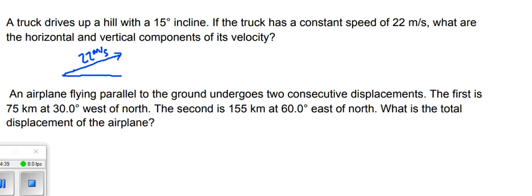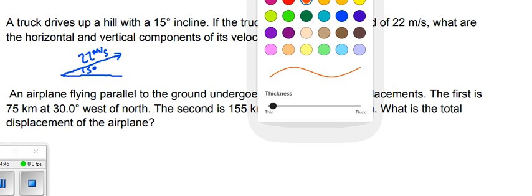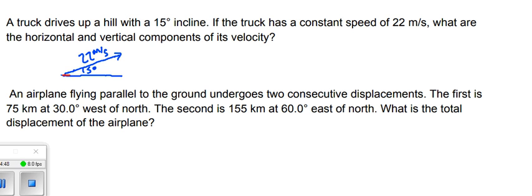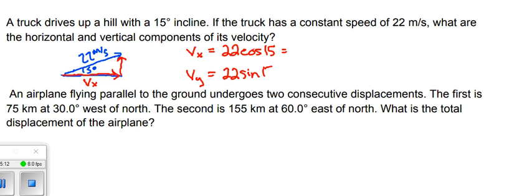The angle here is 15 degrees. We want to know horizontal and vertical components. We'll do the horizontal in red. The x velocity component would be 22 times its adjacent, so cosine of 15, and that's going to be some number. I'm not going to calculate it. The y velocity, 22 sine of 15. And that's how we start a lot of our problems when they're two-dimensional motion.